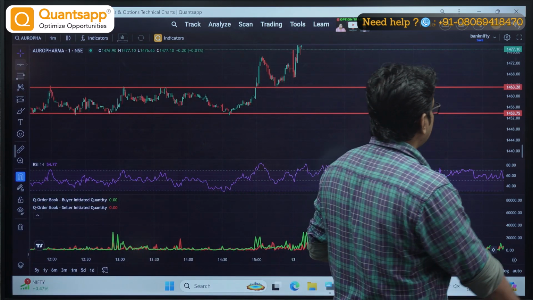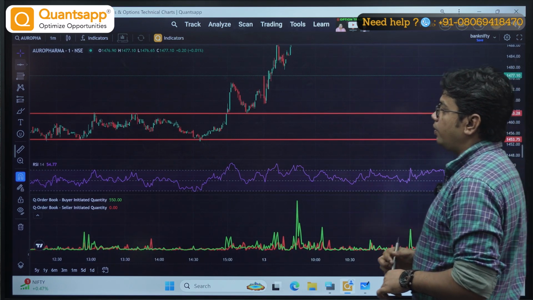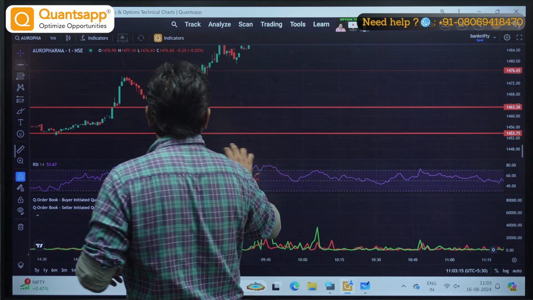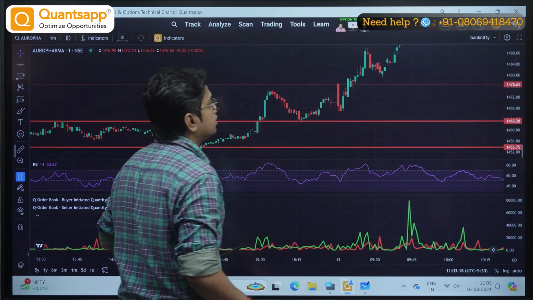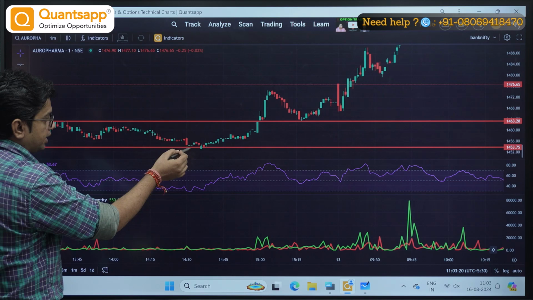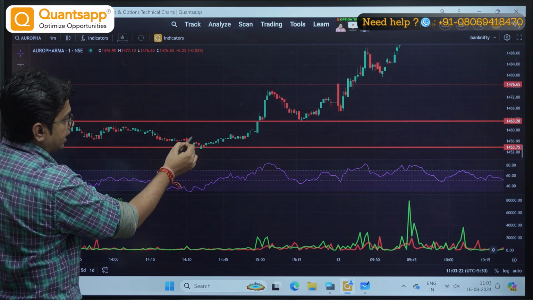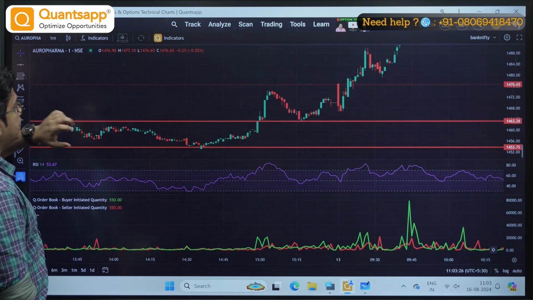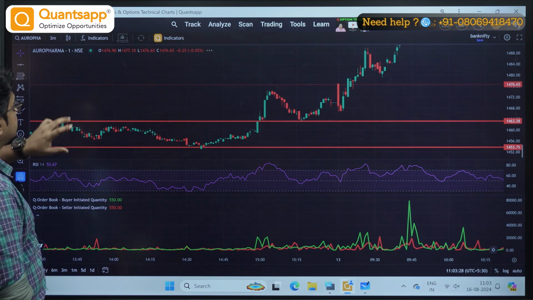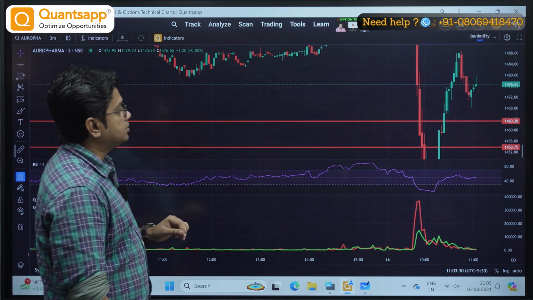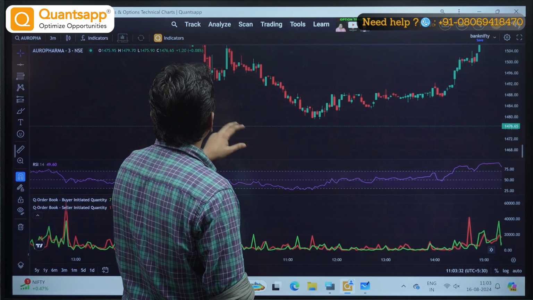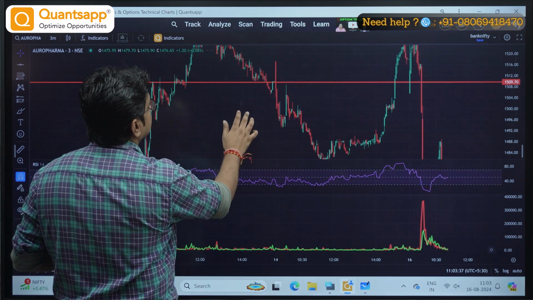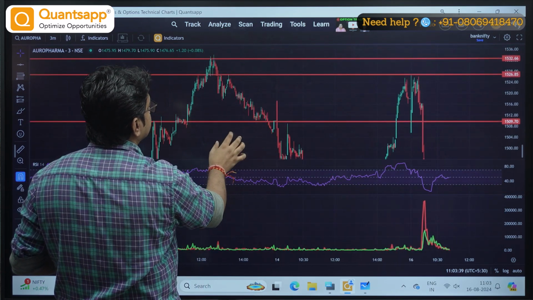Now when the price is coming down over here, you can see it is respecting at this particular time. I have marked the time frame at 1 minute. I will change it to 3 minutes. Now you can see in 3 minutes everything has changed. The levels also change.